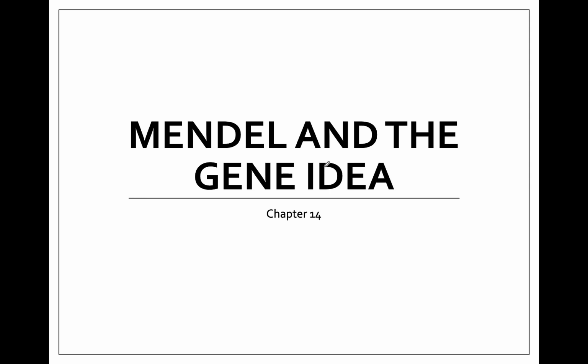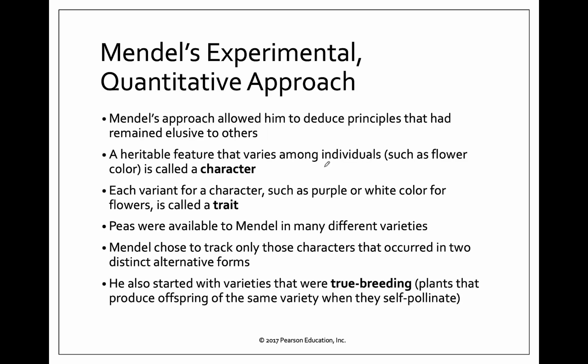So this week we're going to focus on just chapter 14, and this is going to cover the basics of inheritance, so how genes are passed on from one to the next, and we're going to use Punnett squares to look at how genes are inherited.